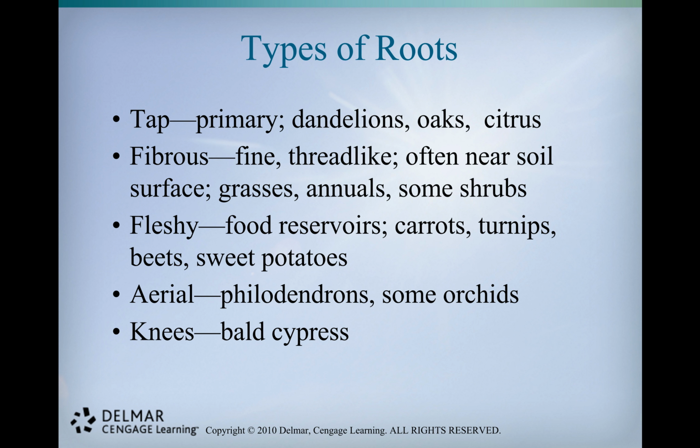See if that works. Okay, everybody get these down. Just some examples. Taproot, fibrous root. Probably your two that you're going to have to know the most. Again, taproot, dicotyledon; fibrous root, monocotyledon. Fleshy roots are examples. We have food reservoirs: carrots, turnips, beets, sweet potatoes. Aerial roots, or those adventitious roots: philodendrons or orchids. And then we have knees. Knees are types of roots.